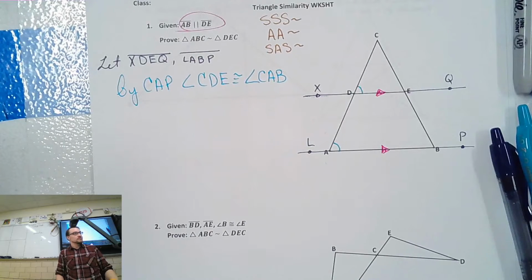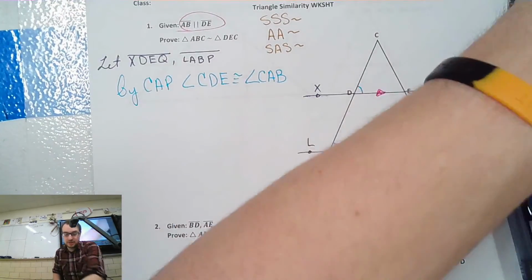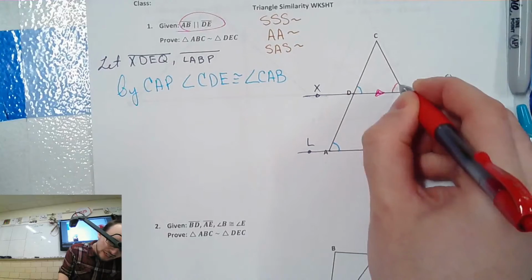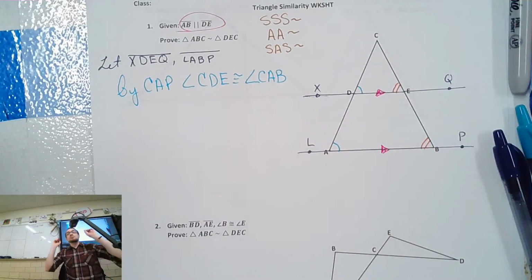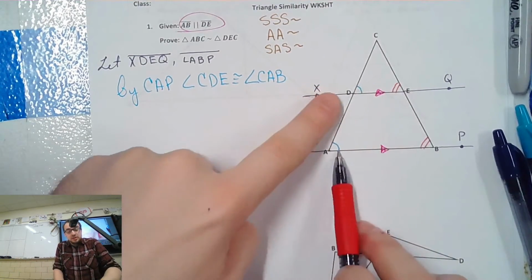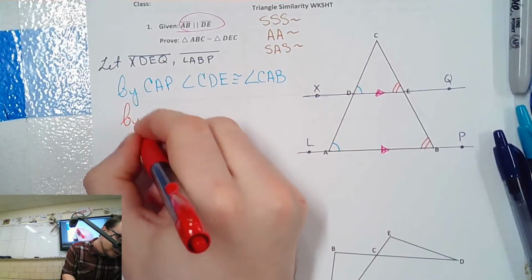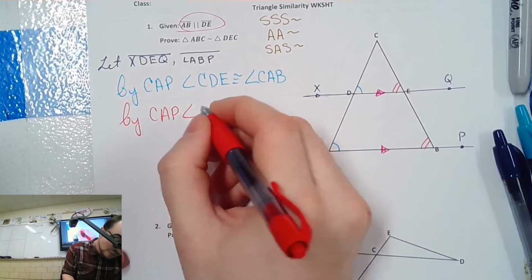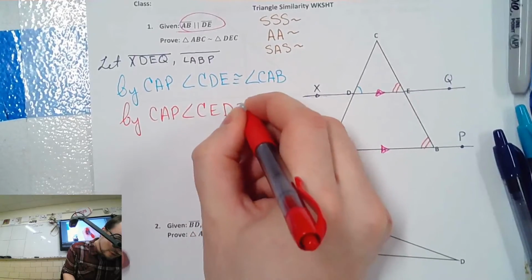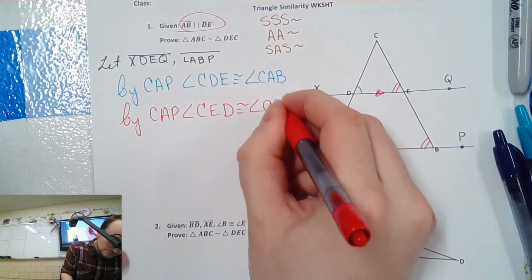Angle CED is congruent to CBA. By the same logic, this angle and this angle are going to be the same. Now notice, the blue is not the same as the red. It could be, but we don't know that, right? All we know is those two go together and those two go together. Could they both be the same? Sure, right? And then we got isosceles. Great, fantastic. But we don't know that for sure. But we do know that the reds go together. So we got CED congruent to CBA, exactly.